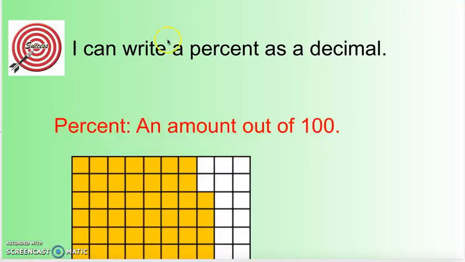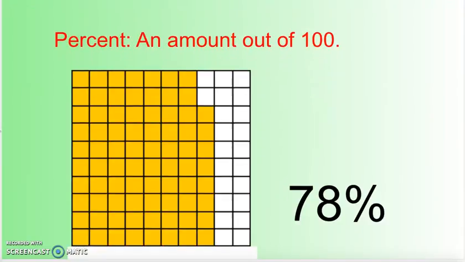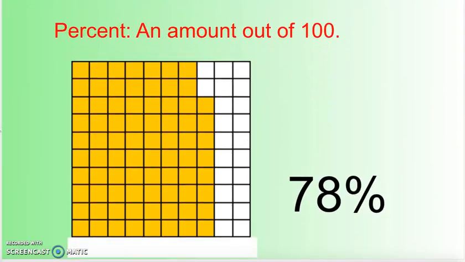Well, let's start off. Our target today is I can write a percent as a decimal. And so first of all, let's talk about what is a percent. Well, a percent is amount out of 100. As you see here, this is 78%.